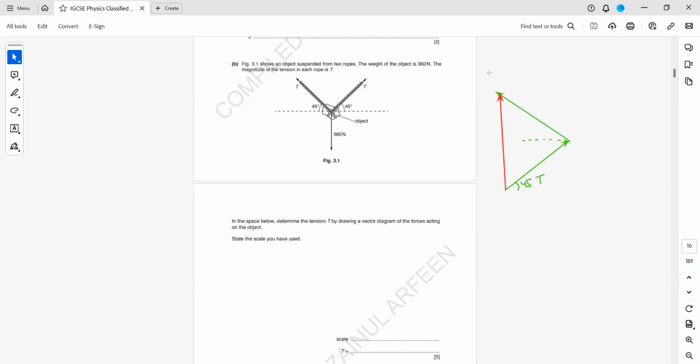Whenever you're using the Pythagoras theorem, the condition is that it should make a right angle triangle. If it's not making a right angle triangle, you cannot apply the Pythagoras theorem. So this tension is T, this tension is also T, and this resultant is 360. Now, what will be this angle? Because here it's 45 and here also 45. So how much is this angle?